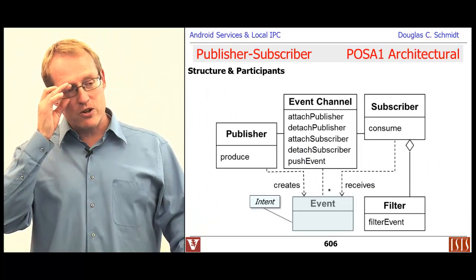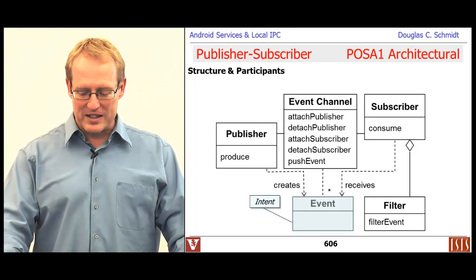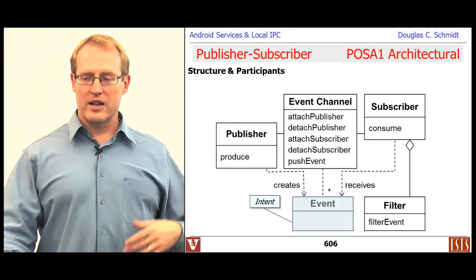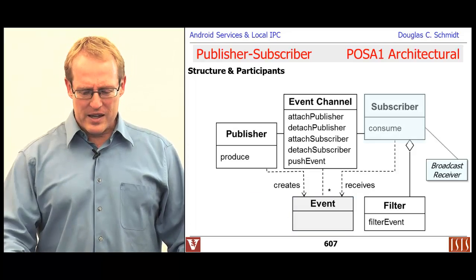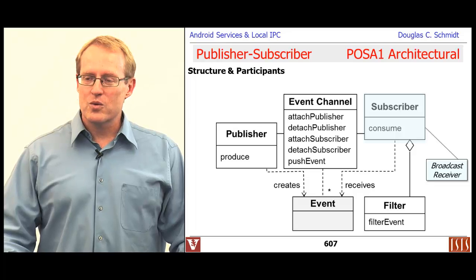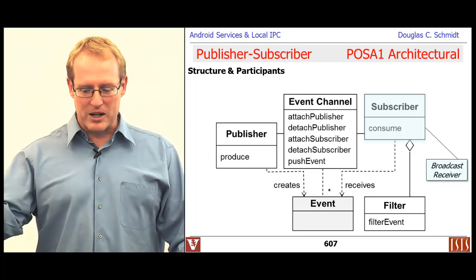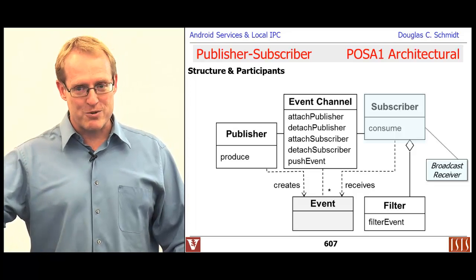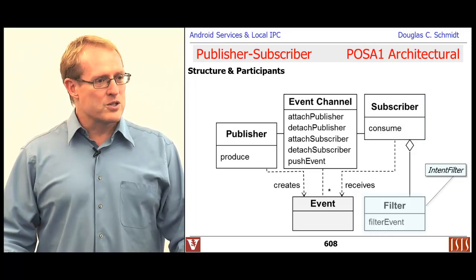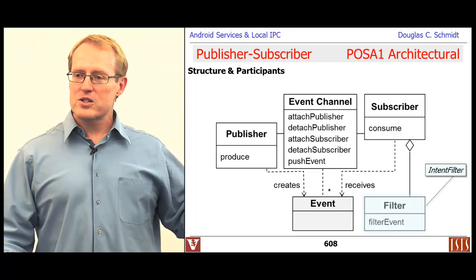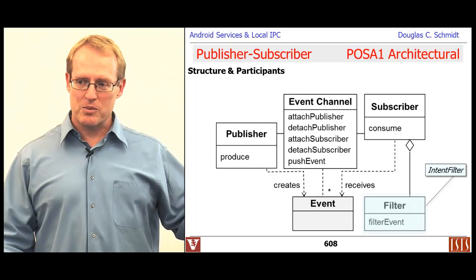So here are some of the structure and participants. As always, this maps just beautifully onto the stuff that you find in Android. There's something called an event, which in Android is an intent. That's easy. There's something called a subscriber, which is the thing that consumes events. In Android, that's a broadcast receiver, among other stuff. There's other things besides broadcast receivers, like content observers and stuff like that. There's a way to filter so that every subscriber does not receive every event. That's done through something called intent filters.